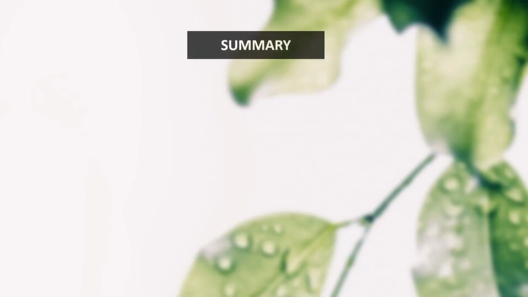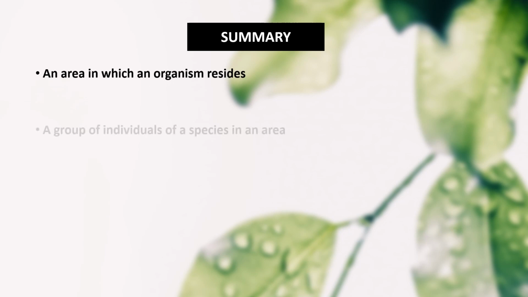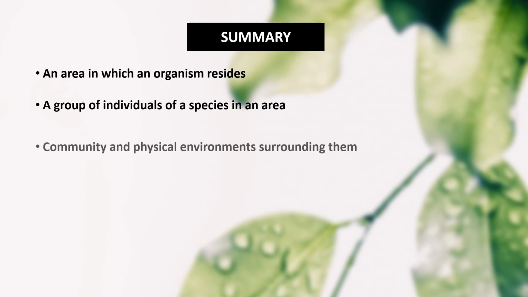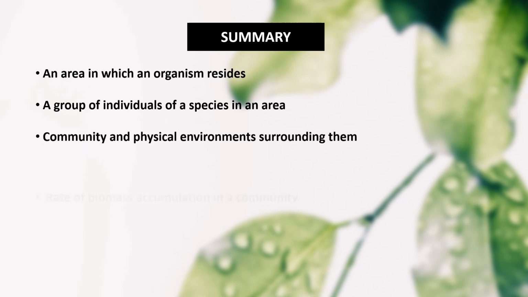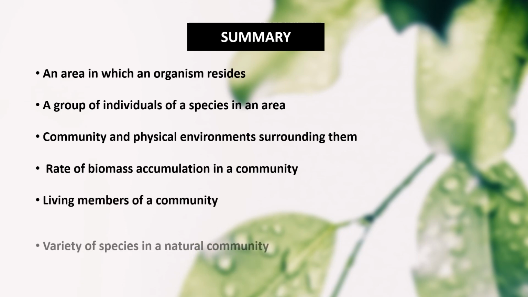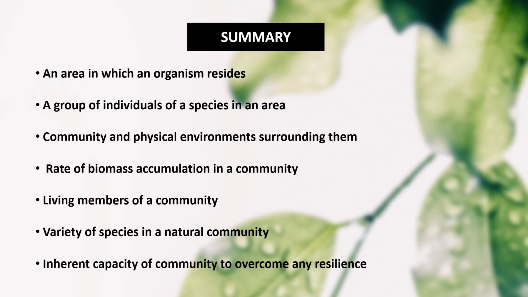So, from this unit, you should be able to describe an area in which an organism resides. What is a group of individuals of a species in an area called? The community and the physical environment surrounding them, the rate of biomass accumulation in a community, the living members of a community, the variety of species in a natural community, and the inherent capacity of the community to overcome any disturbance, which is resilience.